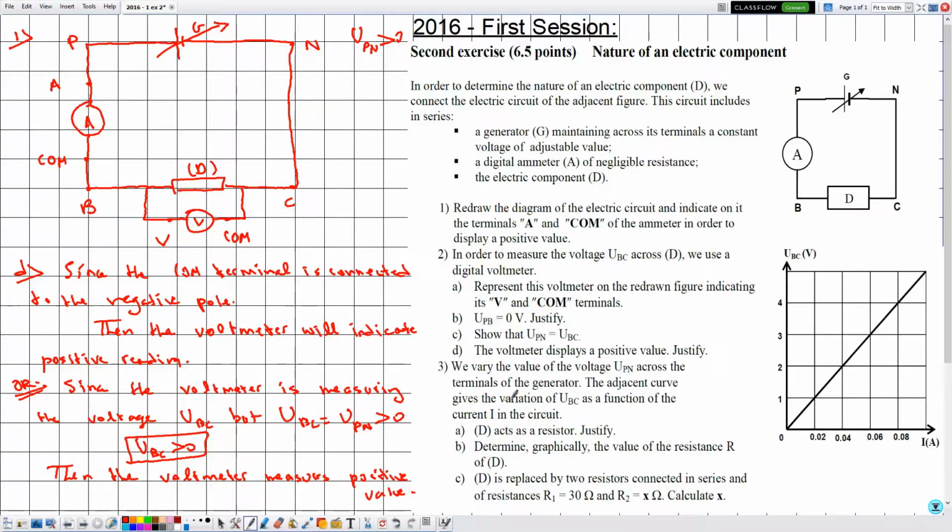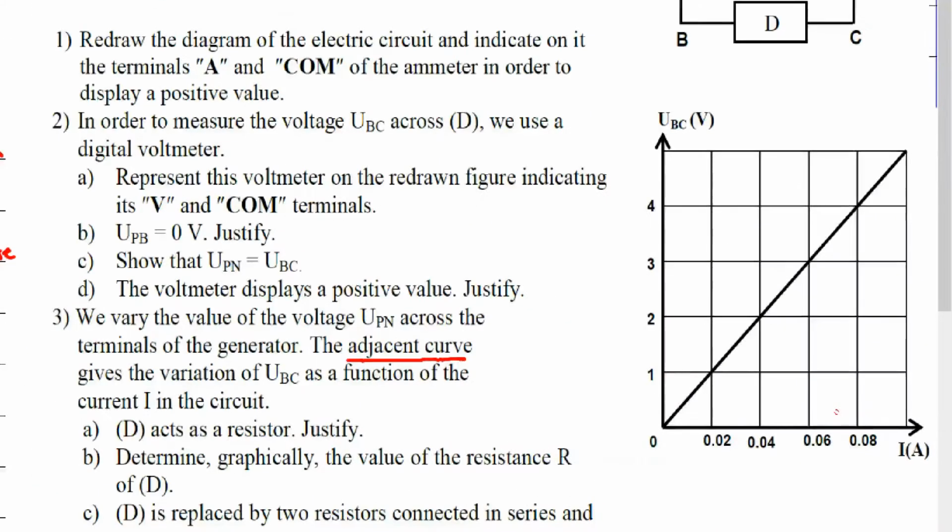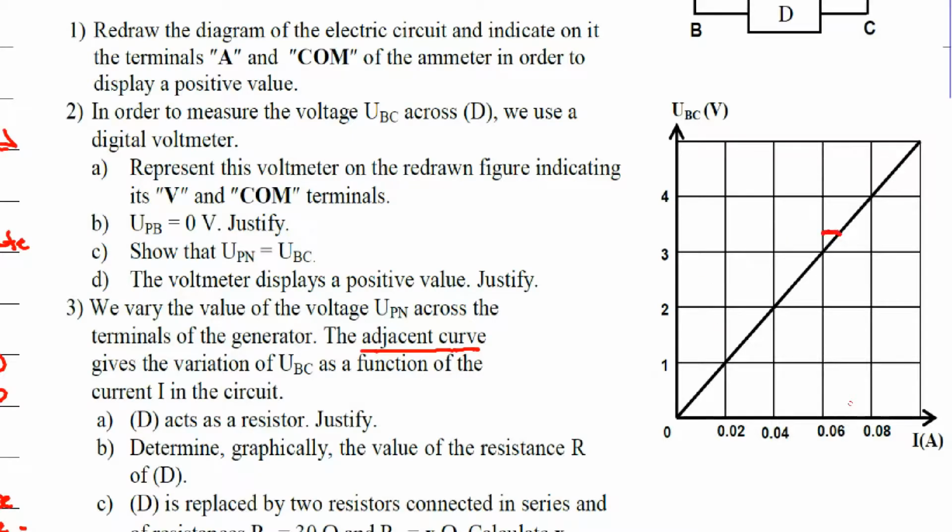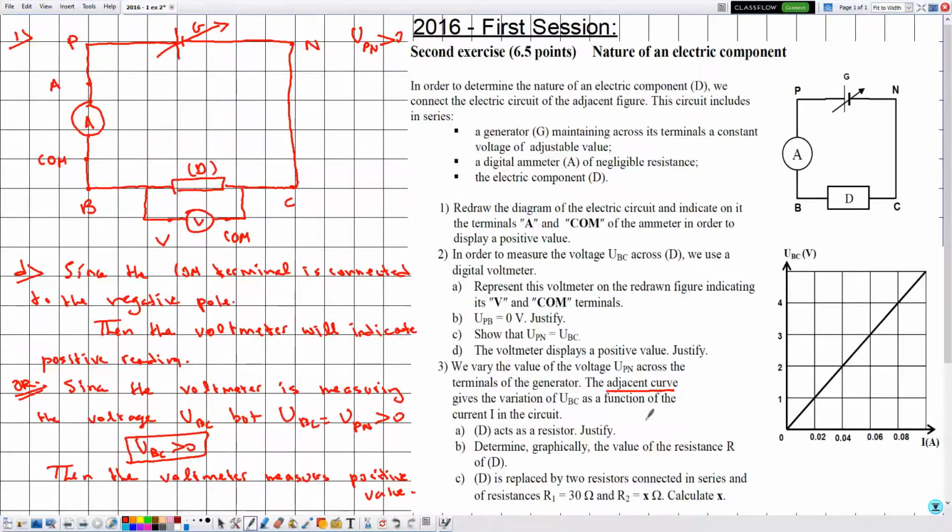Now in number 3 they are telling me we vary the voltage UPN across the terminals of the generator. The adjacent curve gives the variation of UBC as function of the current I in the circuit. They mentioned the curve, so now we can use it. Notice that this is the curve and it's being plotted in the current voltage system. Although this is a straight line passing through the origin, we name it a curve because in more general cases this straight line may be a curve.